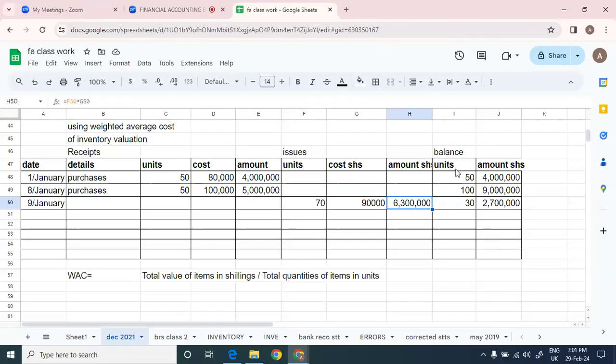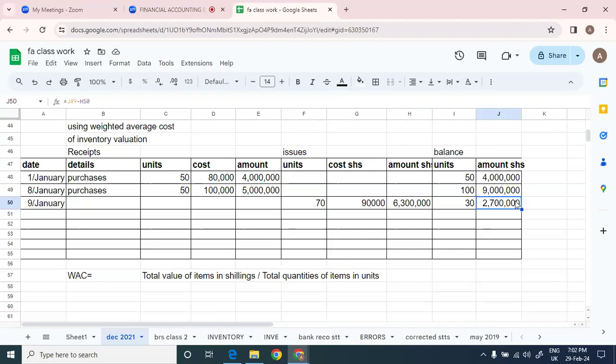From there, we are going on our balances. You had 100, you are removing 70. Get 100 minus 70, we get 30. Get 9 million minus 6.3, we get 2.7. Are we together? Yes.